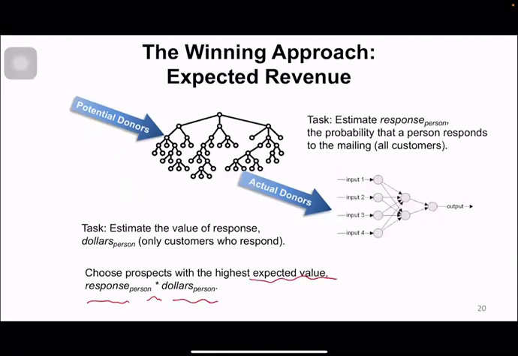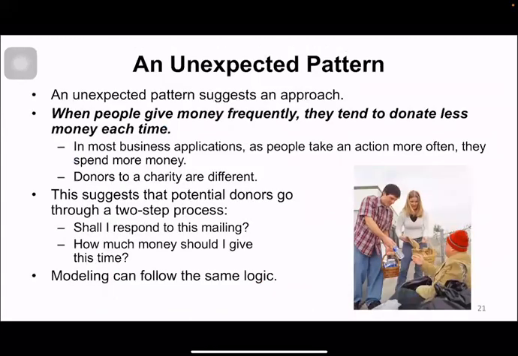So this is a two-stage approach. First, you identify the people. Second, you identify the money. Then you take the probability to respond, multiplied by the dollars they're going to give. And then the people with the higher expected values, you just send the mails to them to solicit the donation. So this is the winning approach. It takes two stages.